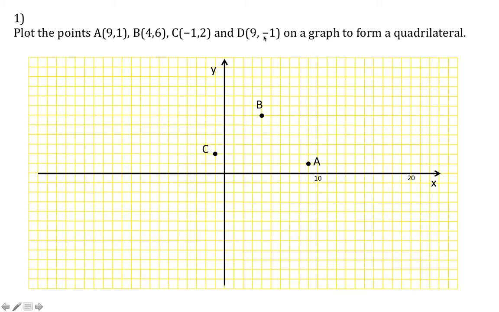And then finally D, 9, minus 1. So that's 9 across and then 1 down for the minus 1. So there it is there. And we're joining them up to form a quadrilateral, a 4-sided shape.